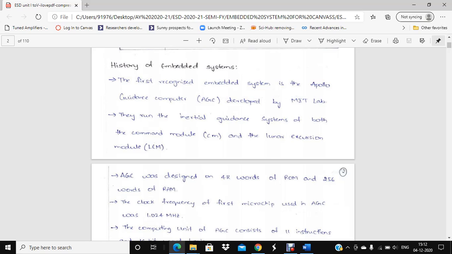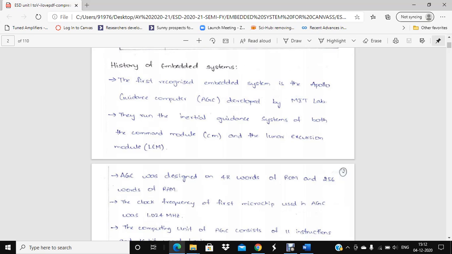Before starting the new lecture, let's recall yesterday's topic. What we learned yesterday is the definition of embedded system. It is the combination of hardware and software, and it is designed for a specific purpose. Then we learned the classification between general purpose computer and the embedded system, based on the criteria and the definition. So coming to today's topic, the history of the embedded system.